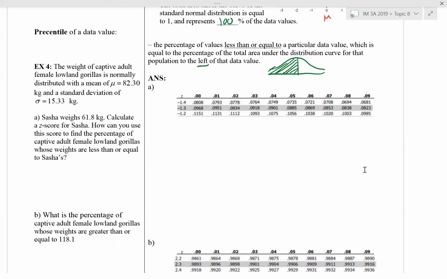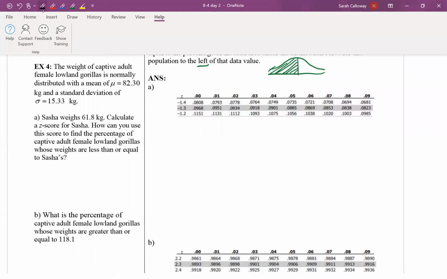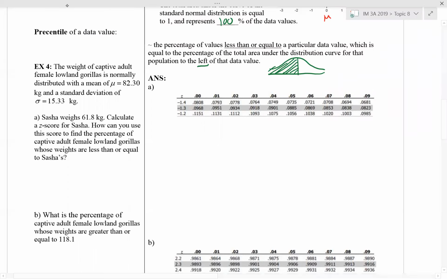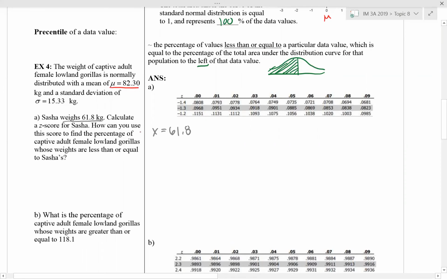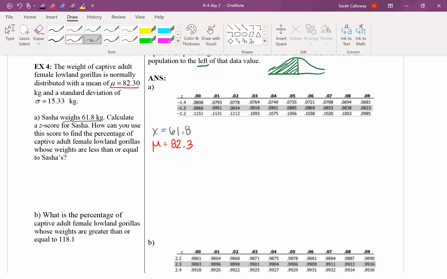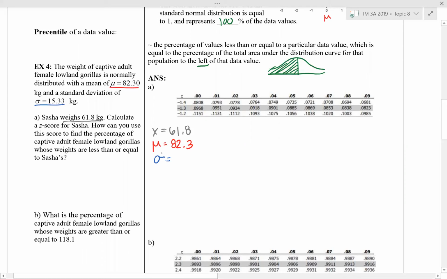So in order to do this, we want to start by finding the z-score. So we're looking at what they give us. Within this data, they're giving us Sasha's weight. Remember, that's our data value, that's X. So X is 61.8 kilograms. They told us that the mean of the weights of these gorillas is 82.3, and that the standard deviation, or sigma, for these weights is 15.33.